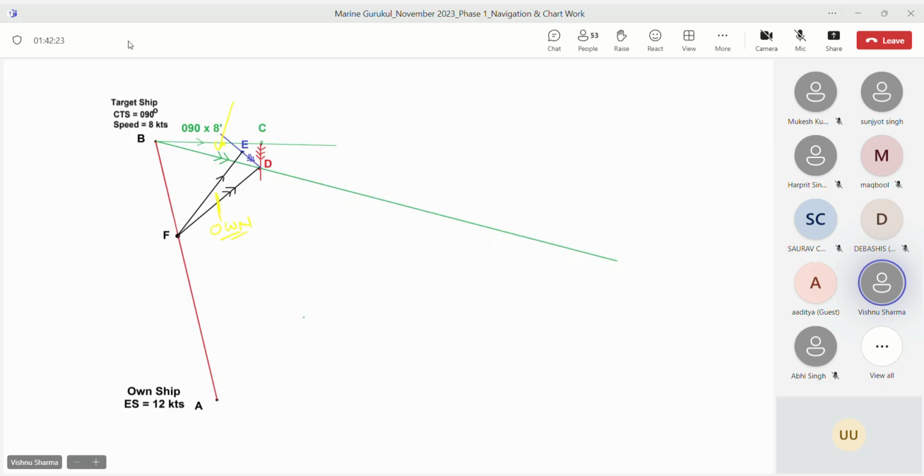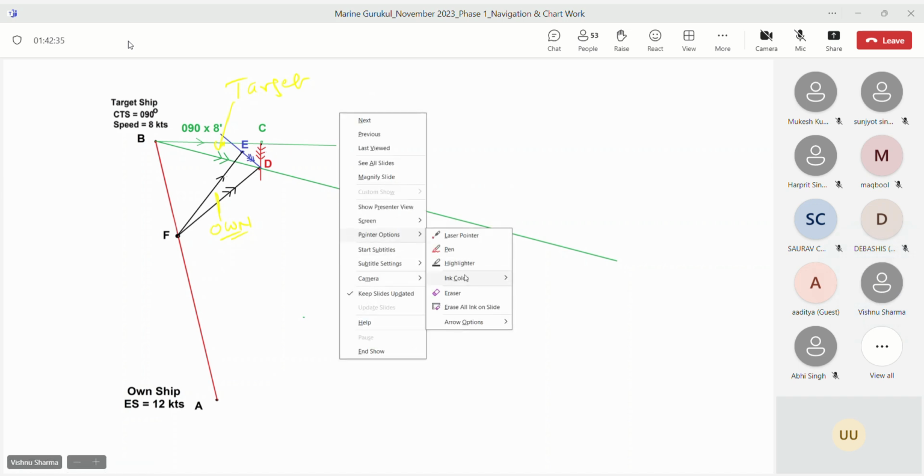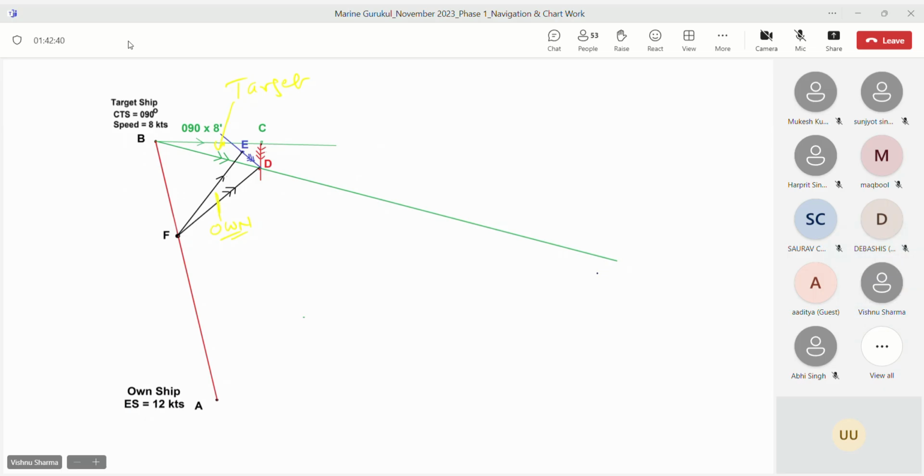And this is the target ship vector triangle. Is that clear? Yes. Sorry, beta, say again. Use some other marker color. Okay. Fine. No problem. This is the target vessel vector triangle, right, beta?